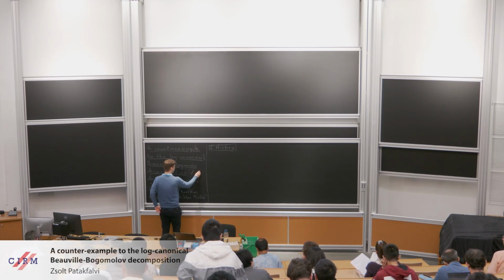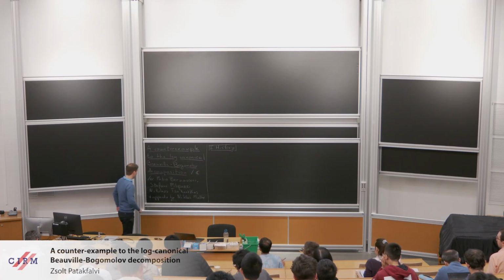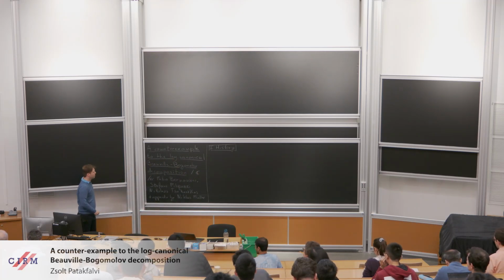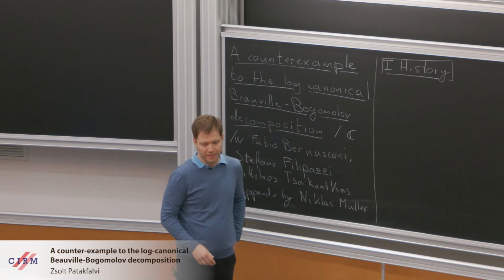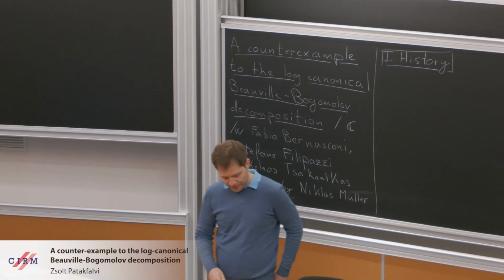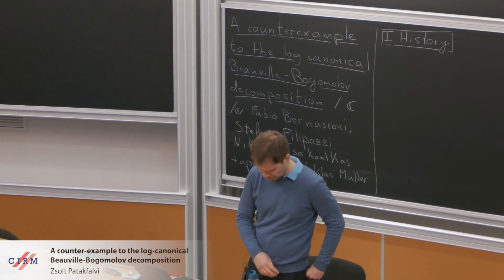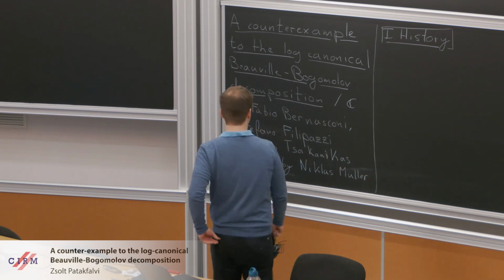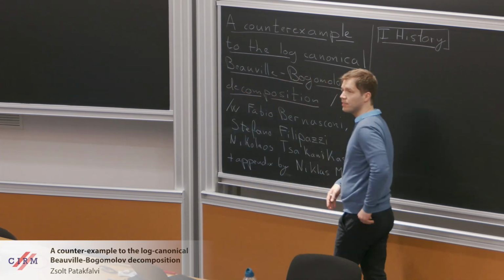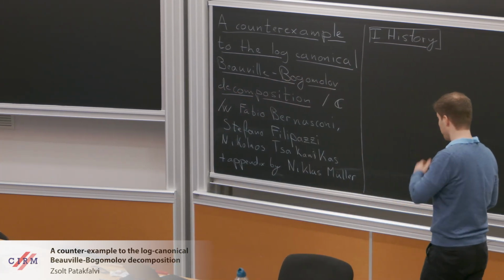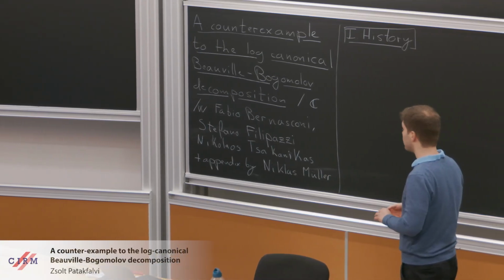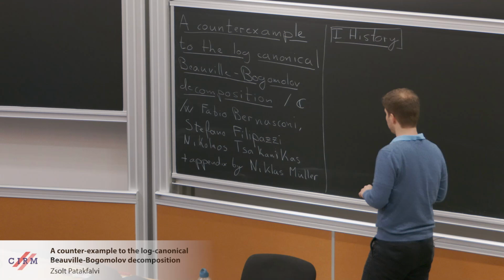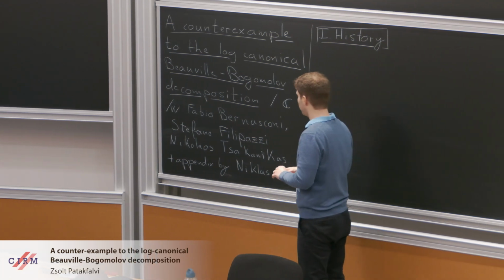This talk is over C, or a field of characteristic 0, and it's a joint work with Fabio Bernasconi, Stefano Filippazzi, Nikolaos Tsakanikas, and there's also an appendix written by Niklas Müller, who already mentioned the work.